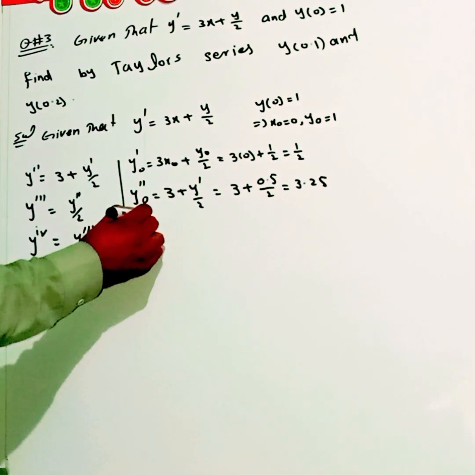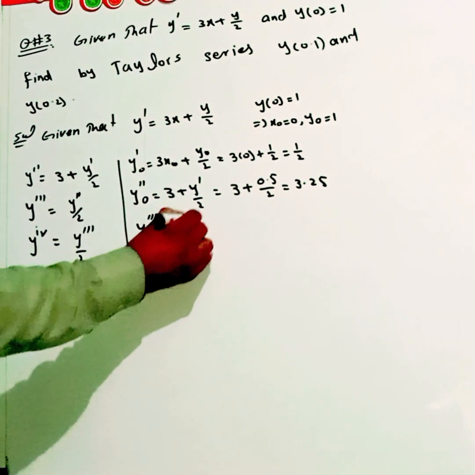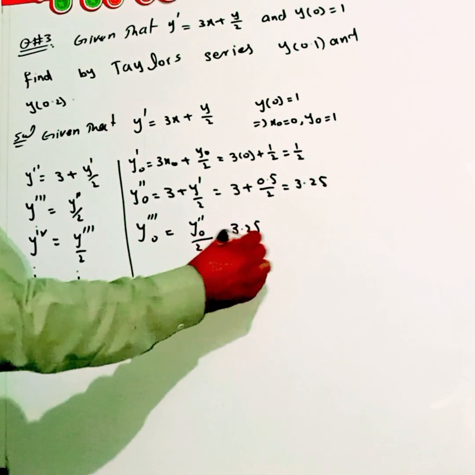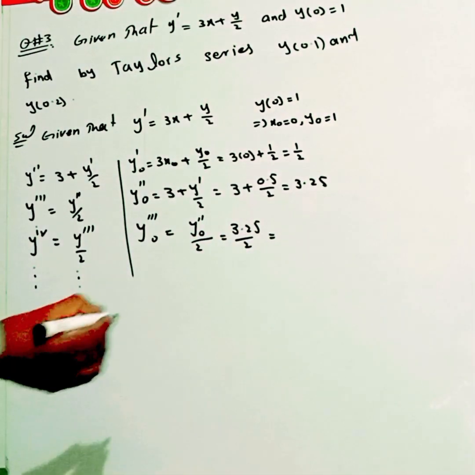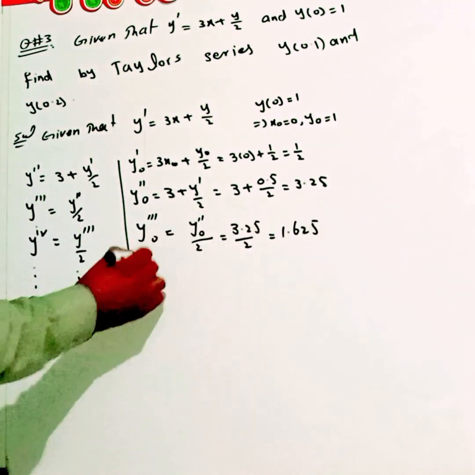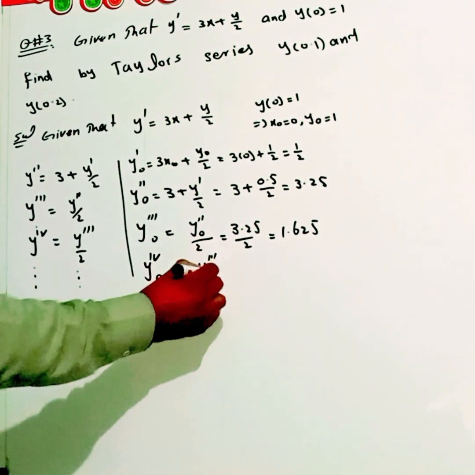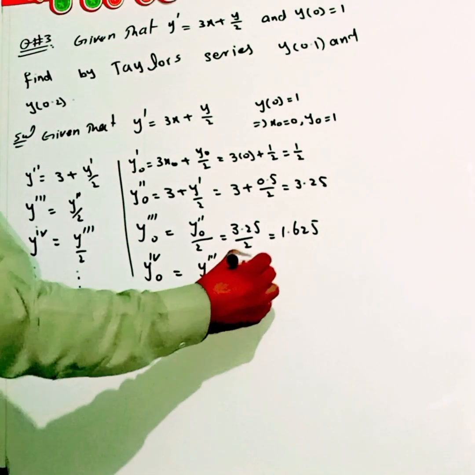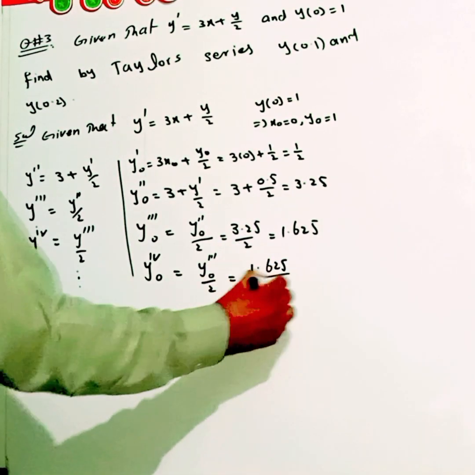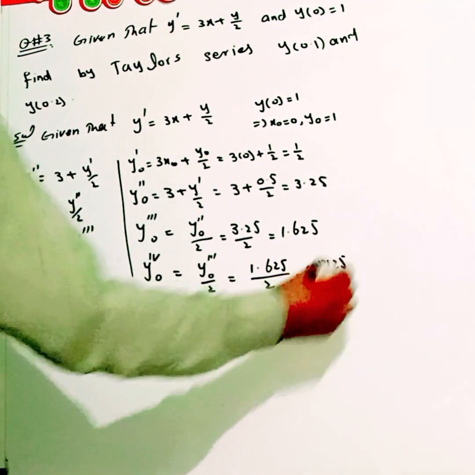Similarly, y triple prime naught is equal to y double prime naught over 2, which is equal to 3.25 over 2. So we have 1.625 and y fourth derivative naught is equal to y triple prime naught over 2, which is equal to 1.625 over 2, which is equal to 0.8125.